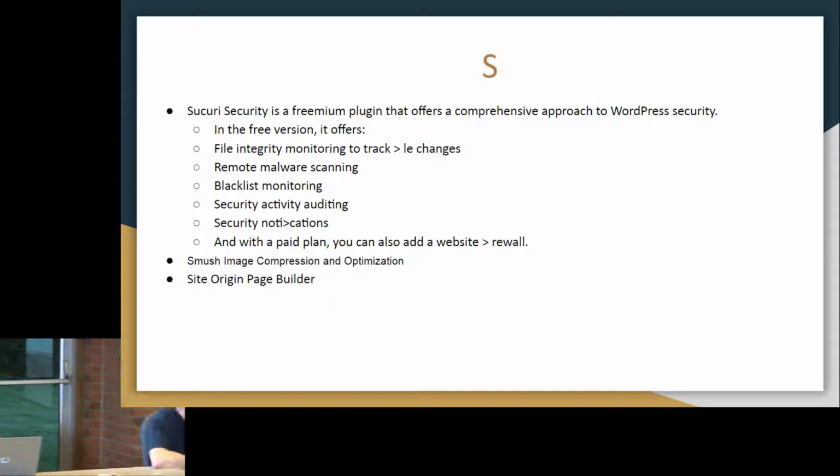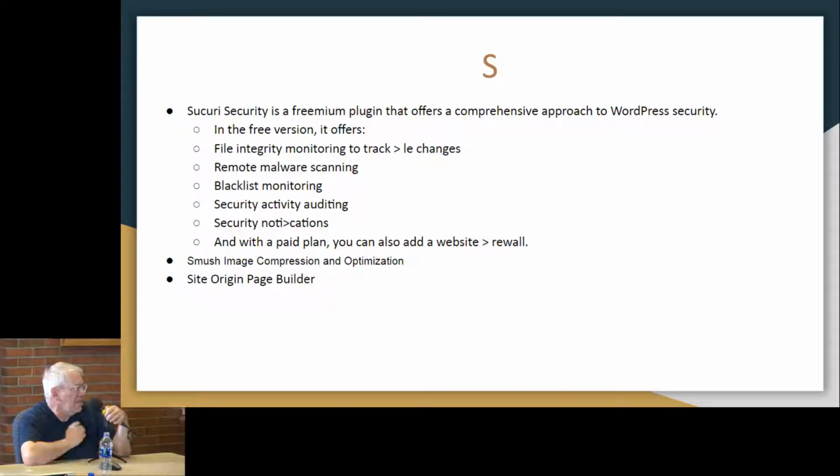Smush Image, again, does the same thing as other plugins. It compresses things as you add them to the library. But with the premium version of Smush Image, if you already have 1,000 images in your library, it will go through your 1,000 items and optimize them. Explain what it does and the advantage of it.